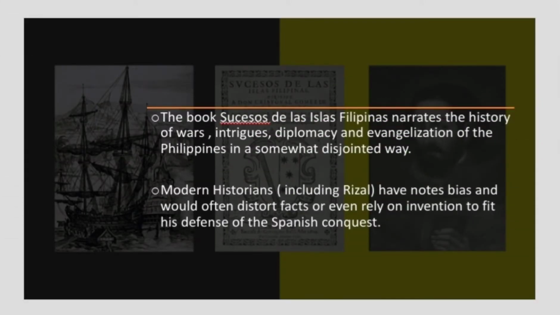The book Sucesos de las Islas Filipinas narrates the history of wars, intrigues, diplomacy, and evangelization of the Philippines in a somewhat disjointed way. Modern historians, including Rizal, have noted his bias, and that he would often distort facts or even rely on invention to fit his defense of the Spanish conquest.